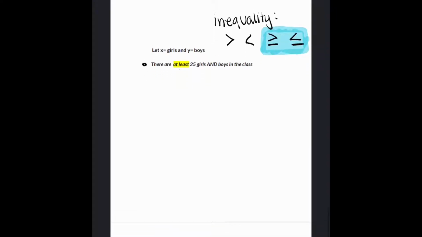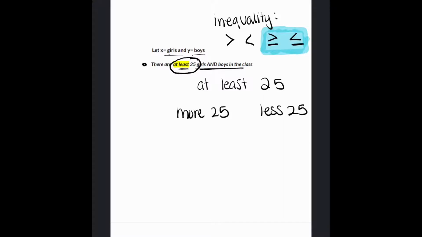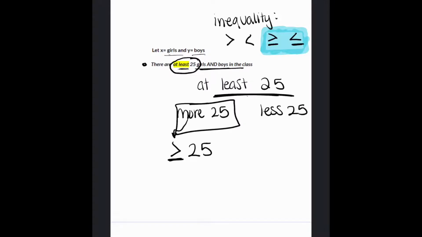Okay, so let's go ahead and get started. Let X be girls and Y be boys. There are at least 25 girls and boys in the class. So we want to think about what at least 25 means. If I say something is at least 25, does that mean you're going to have more than 25 or less than 25? If I say I have at least 25 girls and boys in the class, that means you're going to have more or equal to. So that would be greater than or equal to 25.